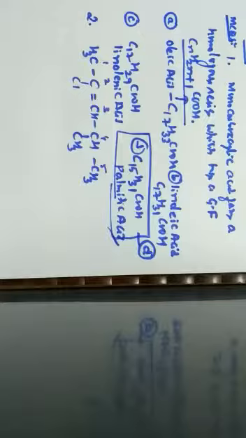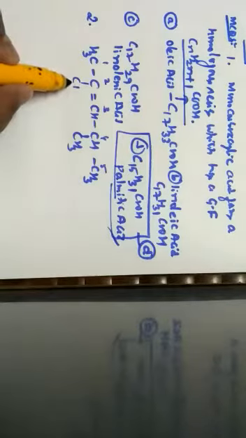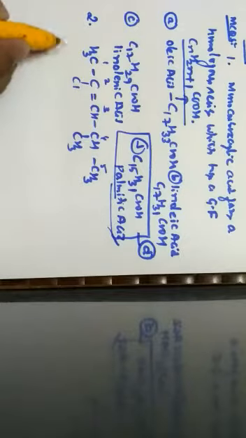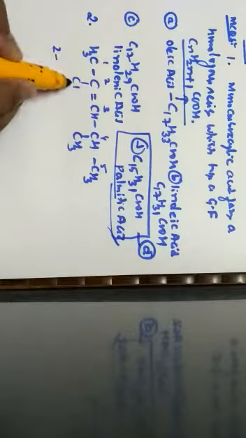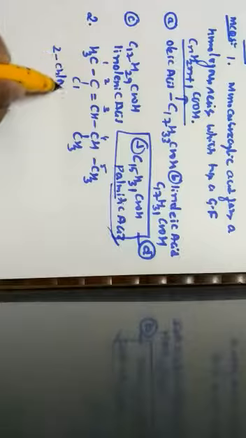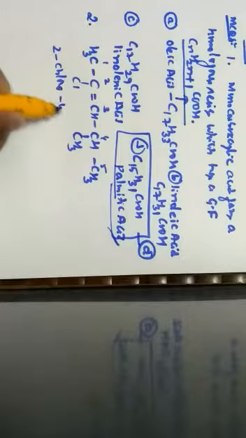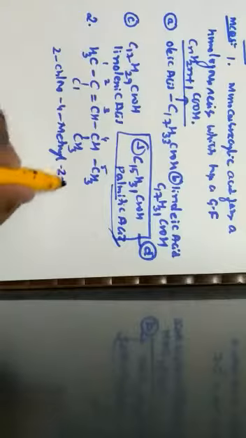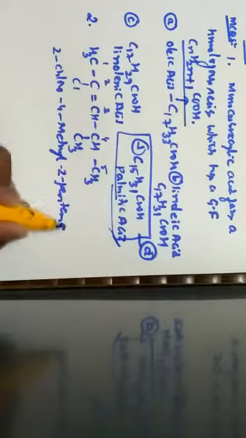So the longest chain is what? 5. 5 is the longest chain. And for the second carbon there is an existence of chloro. At the fourth carbon there is an existence of methyl. Hence, according to alphabetical order, chloro comes first. I can write it as 2 chloro. At the fourth position there is methyl. I can write it as 2 chloro 4 methyl. The longest chain is 5, hence it will be pent. For the second carbon there is a double bond. I can write it as 2 chloro 4 methyl 2 pentene, which is the name of this organic compound.